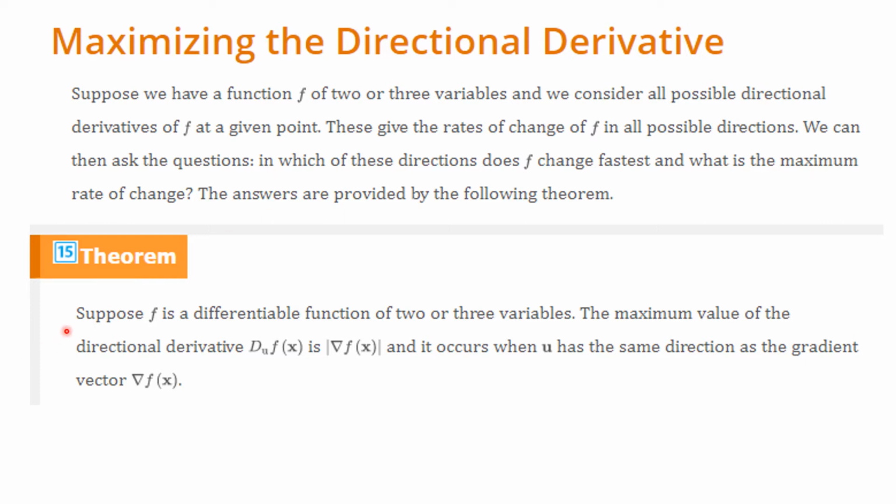So suppose f is a differentiable function of 2 or 3 variables. The maximum value of the directional derivative, the derivative in the direction of u of f of x, is the absolute value of the gradient of f of x. And it occurs when u has the same direction as the gradient vector, the gradient of f of x. So we know the path to take to get the biggest value.